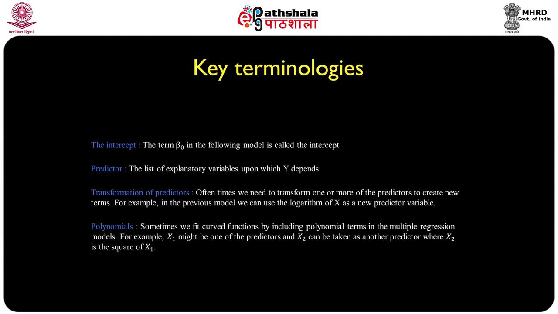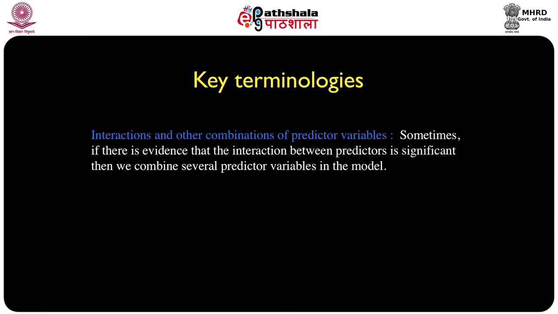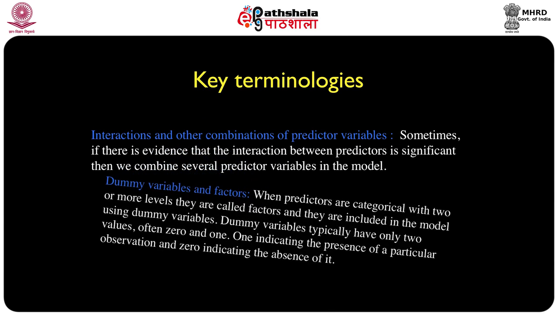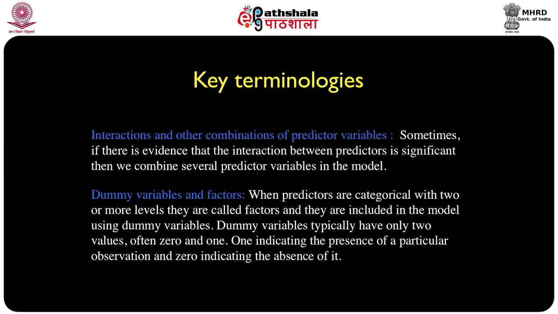For example, if we have two predictor variables x1 and x2 in a model, x1 might be one of the predictors and x2 can be the other predictor where x2 is the square of x1. Hence, we can use the multiple linear regression model to fit polynomials. We have interactions and other combinations of predictor variables, sometimes included in the multiple regression model. If there is evidence that the interaction between predictors is significant, then we combine several predictor variables in the model to give us interaction terms.